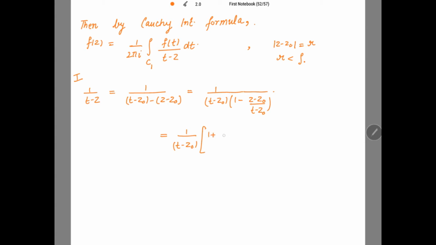So this will be 1 plus (z minus z0) over (t minus z0) plus [(z minus z0) over (t minus z0)] whole square, plus up to the (n minus 1)th term, plus, because the number of terms is infinite, I am taking the rest of the terms as a summation, where the next term will be the nth term, so I start with n and go up to infinity, of [(z minus z0) over (t minus z0)] to the power k.